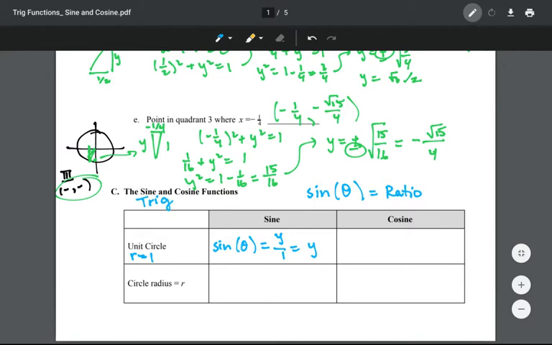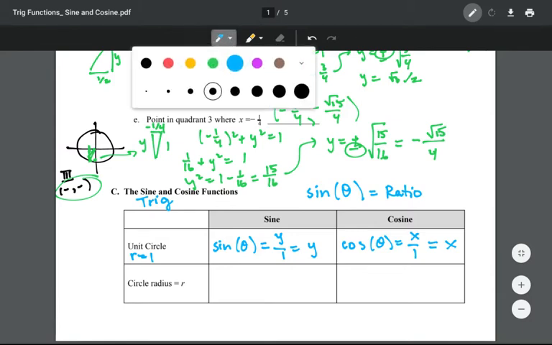Cosine is always going to give us back the x coordinate. So cosine of theta is going to give us back the x coordinate, and the ratio would be x over 1. But since that radius is equal to 1, we can write that as just x.